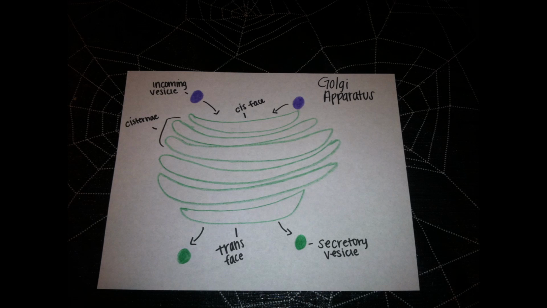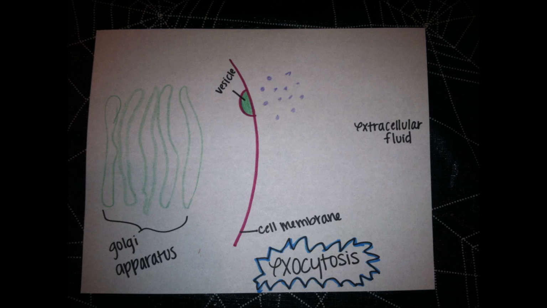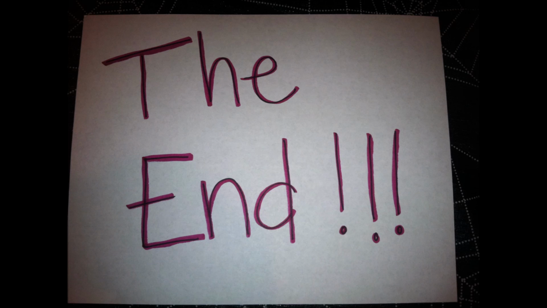The Golgi is made up of flat vesicles called cisternae. They're like pancakes. When exiting the cell, it's going to a new process called exocytosis. Exocytosis is where the products from inside the cell are moved out of the cell, where the vesicles fuse to the cell membrane and then are secreted into the extracellular fluid. And that concludes endomembrane trafficking.